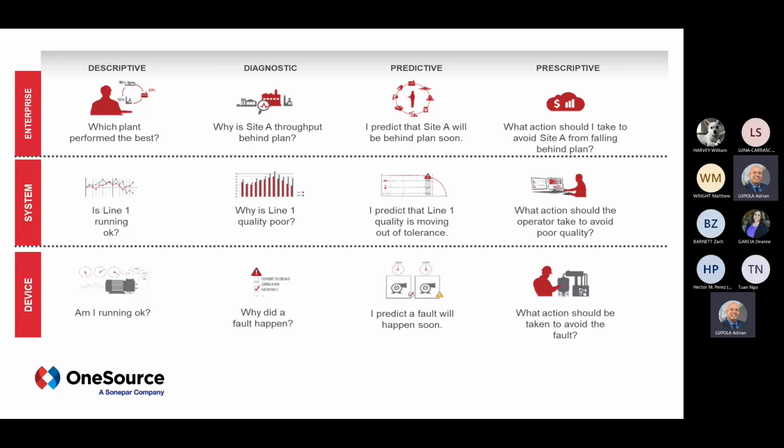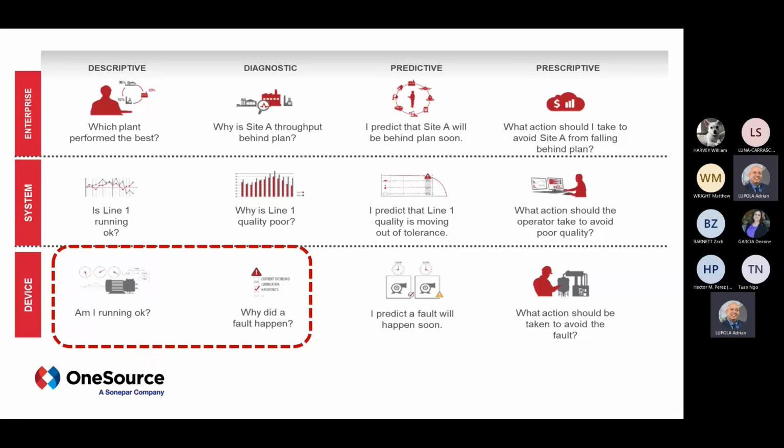This is another slide that puts it a little more in terms with regards to your plants. So this is meant to be read top down from the enterprise, or bottom up if you're going from device up to the enterprise. But at a device layer, for descriptive, diagnostic, predictive, and prescriptive, it's going to ask, am I running okay? Why did things happen? How do I protect if a fault will happen? Or what action should I do if a fault does happen? We have some solutions out here.